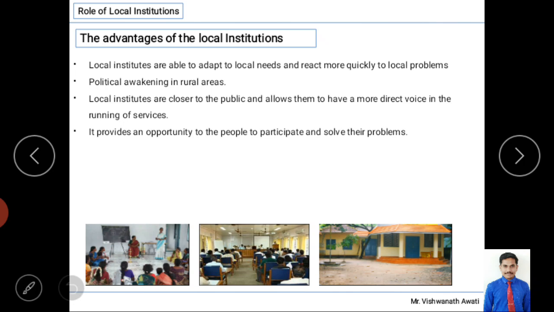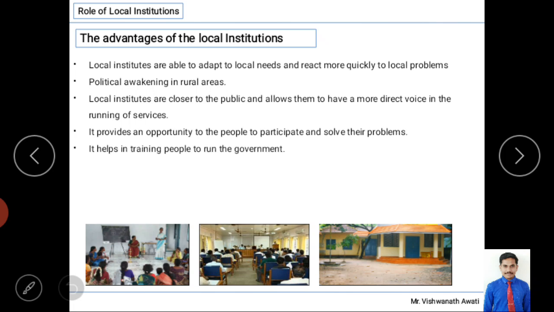It provides an opportunity to the people to participate and solve their problems. So here, people should not wait for the leaders, the ones to whom they gave their vote, right? They should not wait until the leader comes and solves it. They can solve it by themselves and make the improvement. That opportunity they will get by making local institutes, right? I'll repeat, it provides an opportunity to the people to participate and solve their own problems, not waiting for the government.